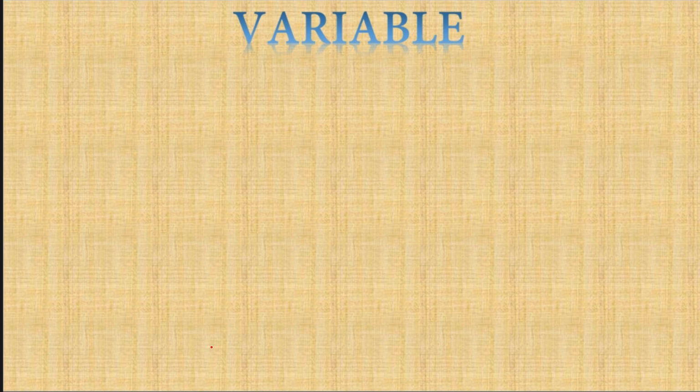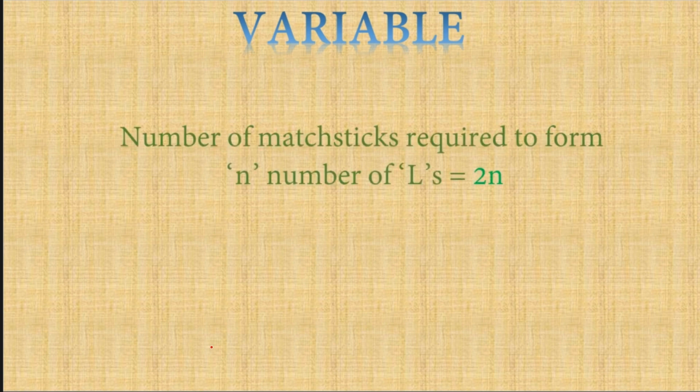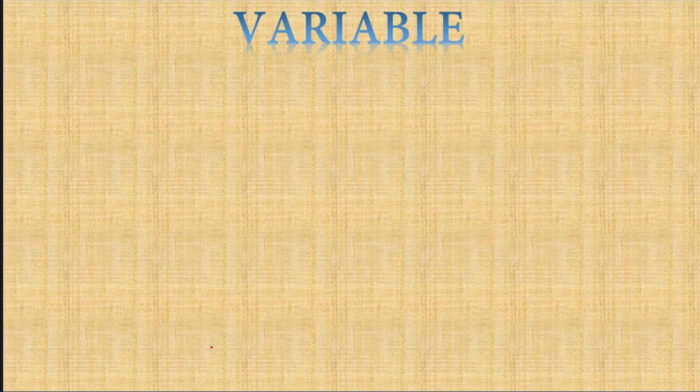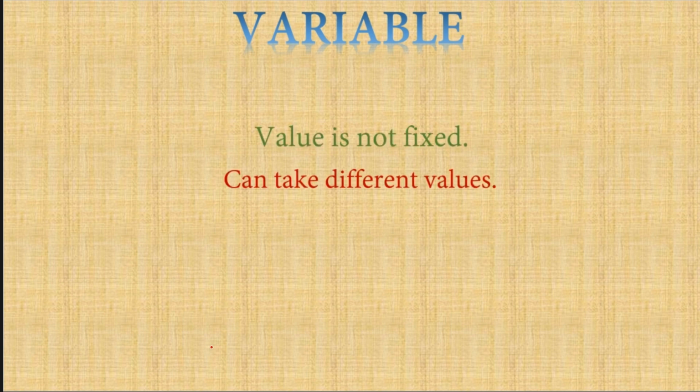Variable. Now in the rule we have seen just now, it is 2 into n that is required to make n number of L's. Here this n is called a variable. The letters that we use here are called variables. We can also call them literals. Variable, from the word itself we can tell that it is a varying value. It is from vary and it means a change. So about a variable, we can tell that it is not a fixed value and it can take different values.